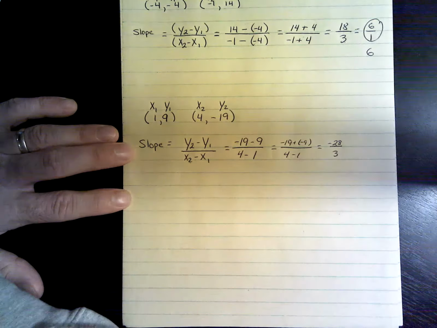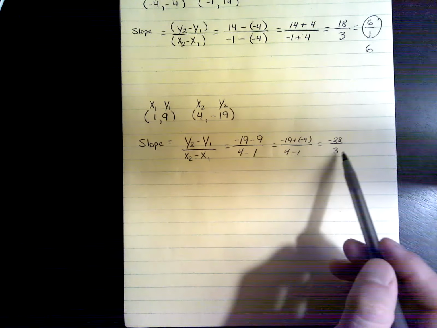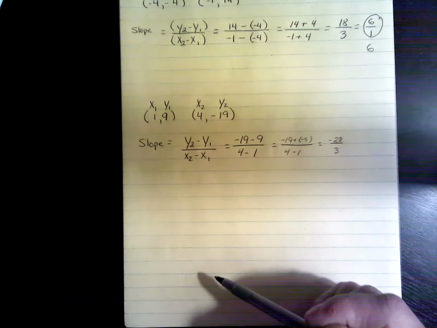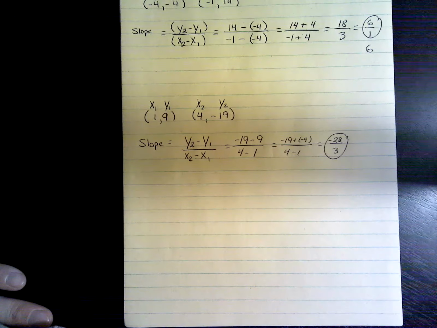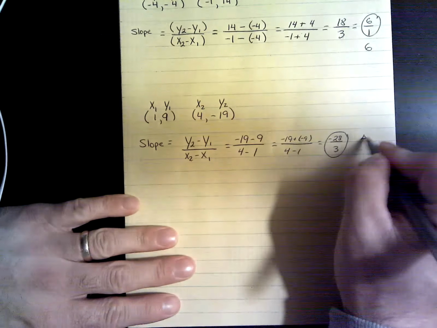Now this is very interesting because normally, as you saw above, we would have something that could simplify very easily. Well, that's not the case here. 3 and 28 don't have a common factor. So our actual answer here is going to be negative 28 thirds, or negative 28 over 3, telling us that the change in y over the change in x is going to be down 28 spaces, right 3 spaces.